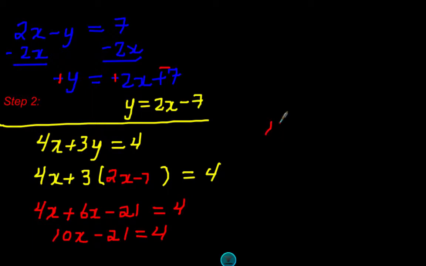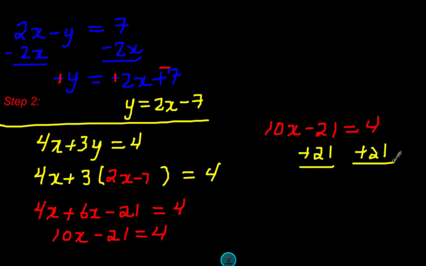I'm going to rewrite that up here. We have 10x minus 21 equals 4. Now you add 21 to both sides, because we're still solving for x. So you get 10x equals 25. Dividing each side by 10, x is going to be 5/2, or 2.5.